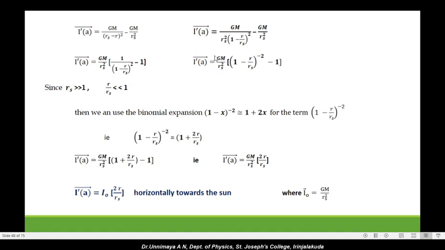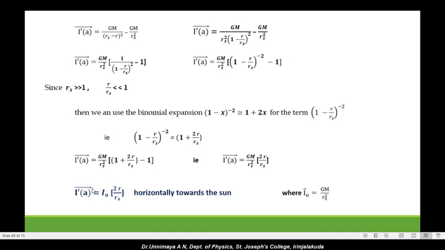Then what will be the value of I prime A? I prime A will be equal to GM by Rs square, with (1 minus r by Rs) raised to minus 2 replaced with 1 plus 2r by Rs. So GM by Rs square into (1 plus 2r by Rs minus 1). This 1 and this minus 1 will get cancelled. So I prime A will be equal to GM by Rs square into 2r by Rs.